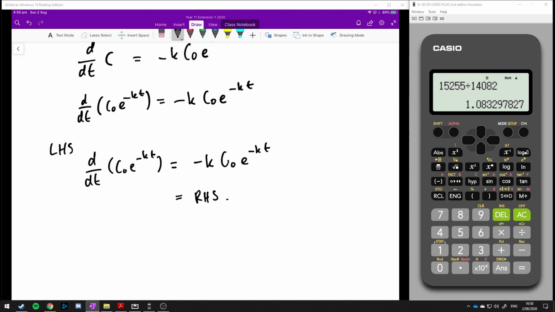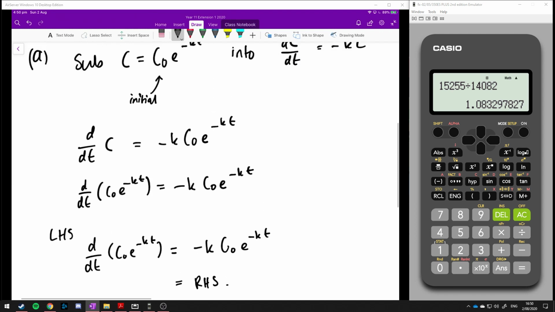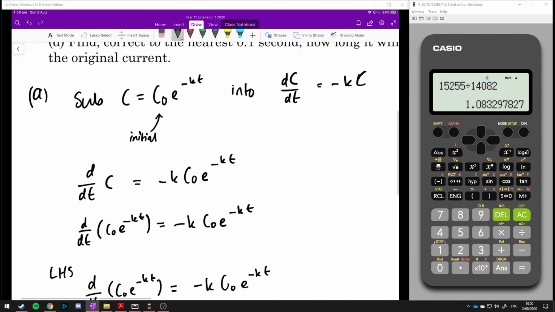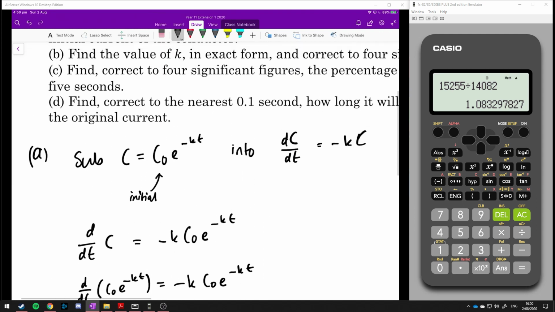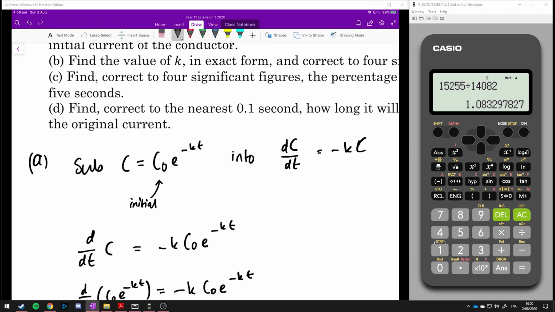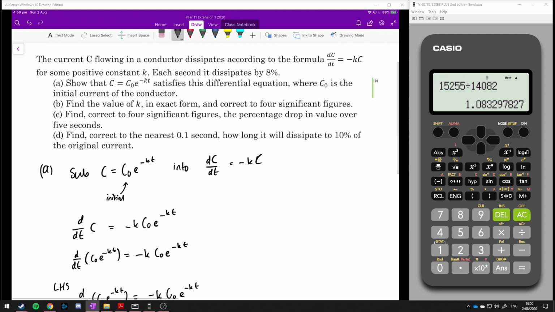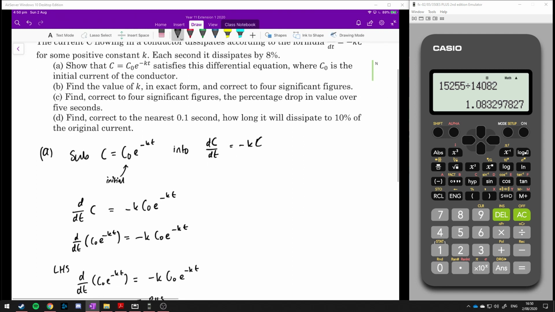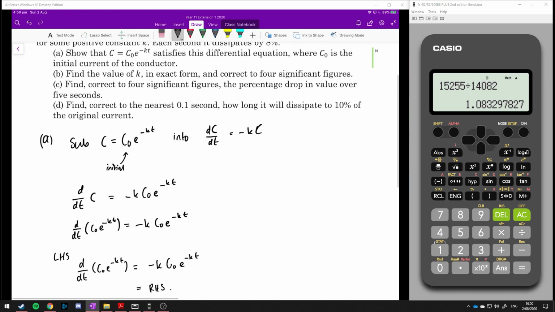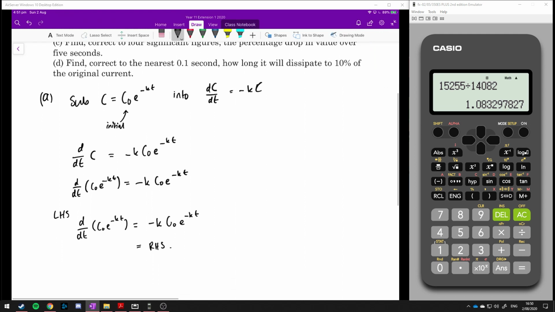Pretty straightforward, I think, that one. It's just showing that the derivative was equal to minus k lots of the function, which is what we said before in that previous bit. Part B says find the value of k in exact form and correct to 4 significant figures.